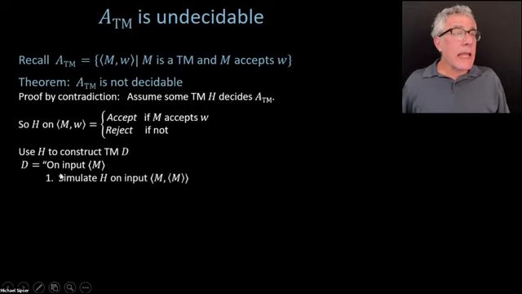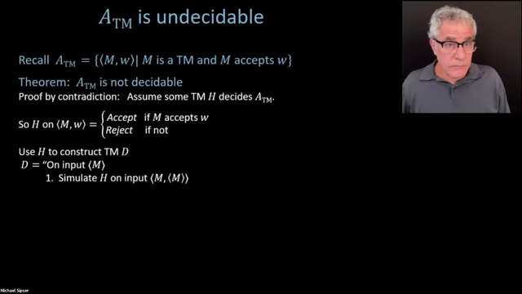And what D is going to do, using its subroutine H, is simulate H on input M, comma, the description of M. Now, what is that? Well, the description of M is just some string. So what it's asking H to answer is, does M accept the string representing M's own description? It's as if we're feeding M into itself, which seems like a totally twisted thing to do.